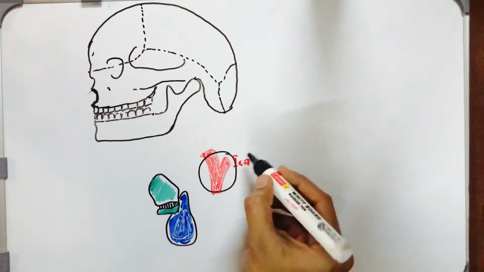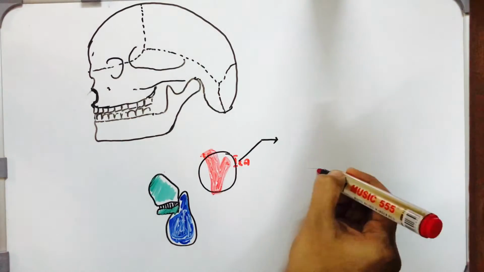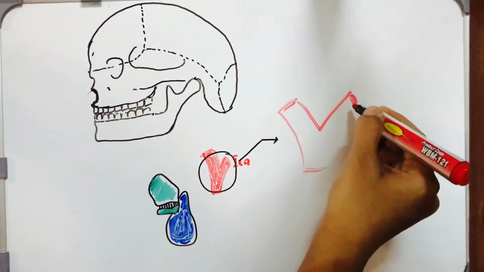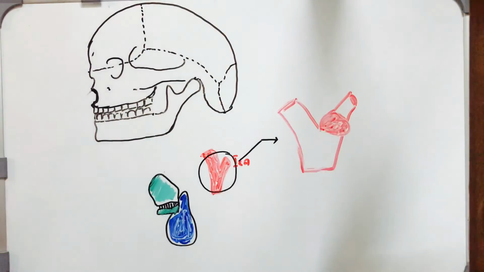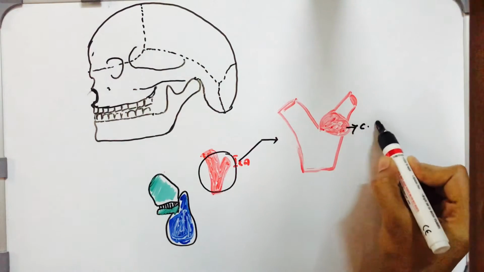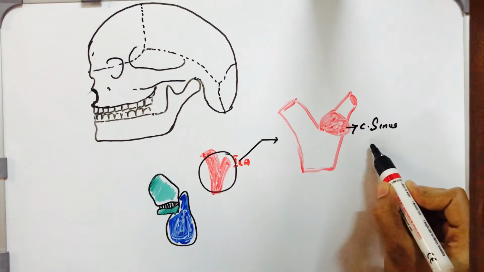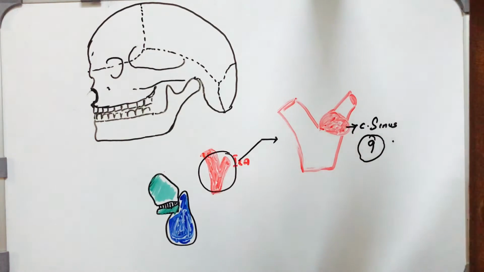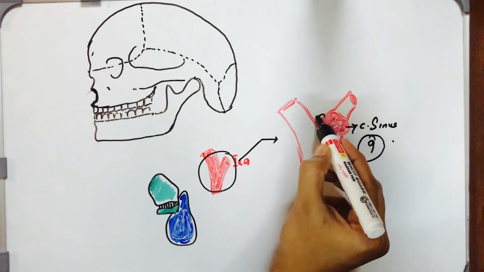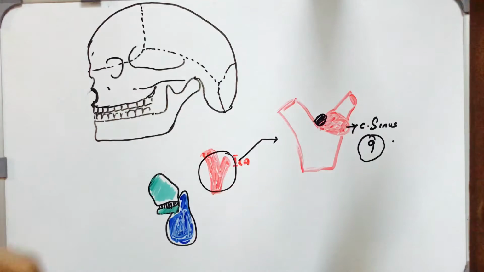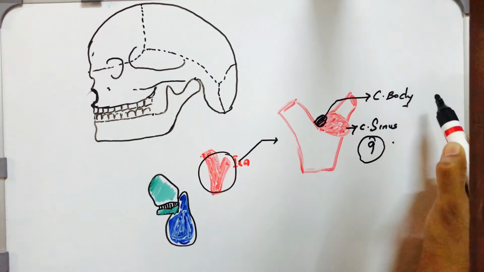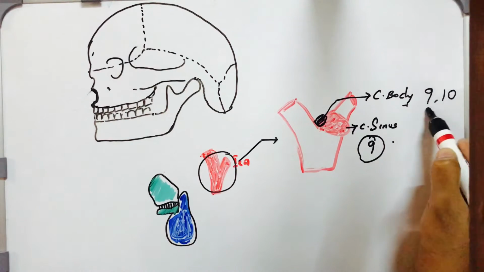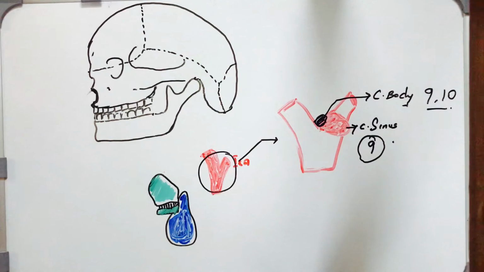What happens at the bifurcation? There is a small dilatation at the base of the internal carotid artery which contains baroreceptors, called the carotid sinus, and this is supplied by the glossopharyngeal nerve. A structure which contains chemoreceptors found at the bifurcation of the common carotid artery is called the carotid body, supplied by the glossopharyngeal and vagus nerve.